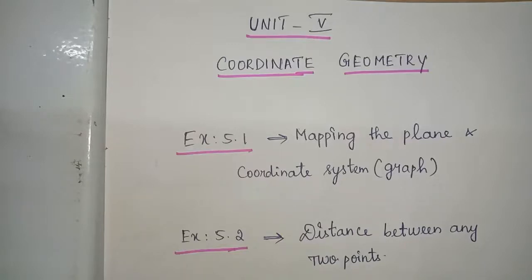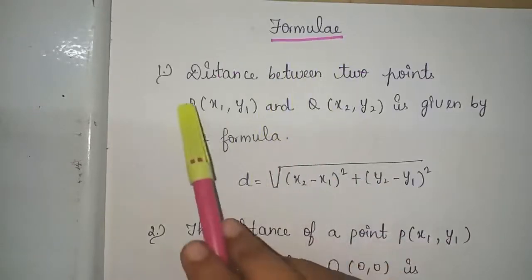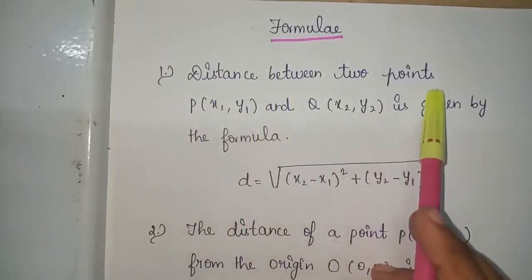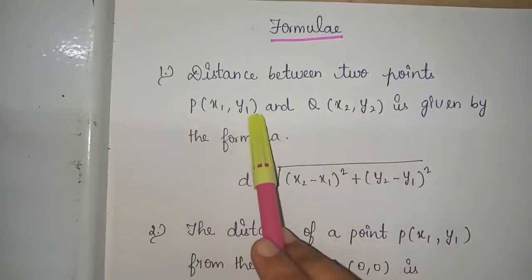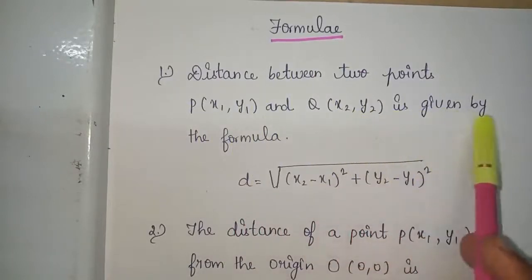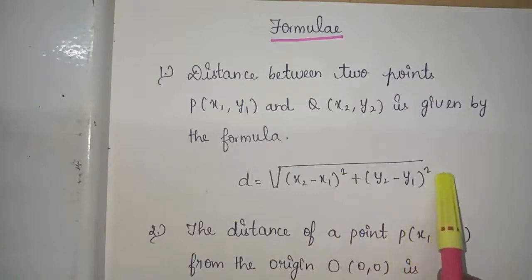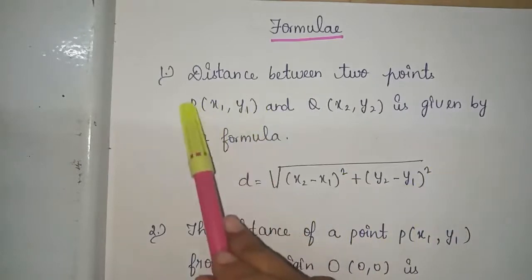Now we are moving to exercise 5.2. In this we are going to learn about the distance between any two points. Some important formulae. First one, the distance between two points P of x1, y1 and Q of x2, y2 is given by the formula D is equal to root of x2 minus x1 the whole square plus y2 minus y1 the whole square. Here P is one point.